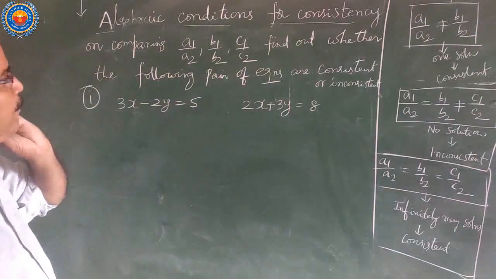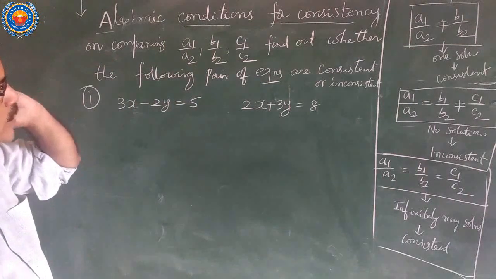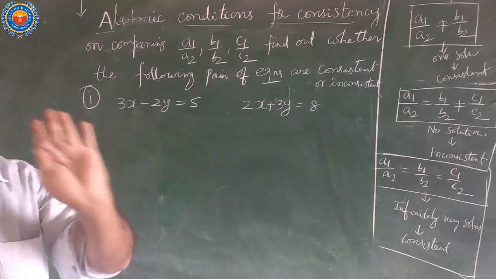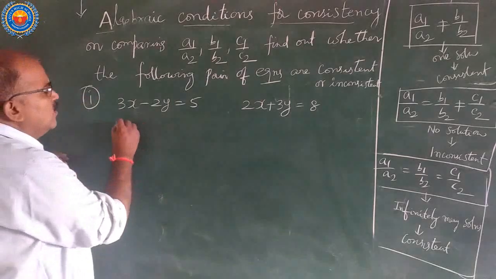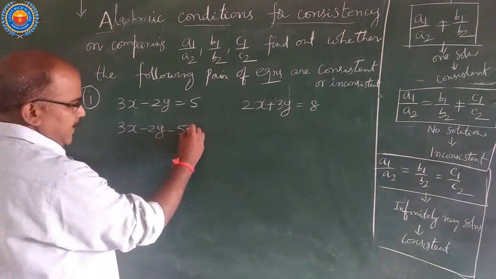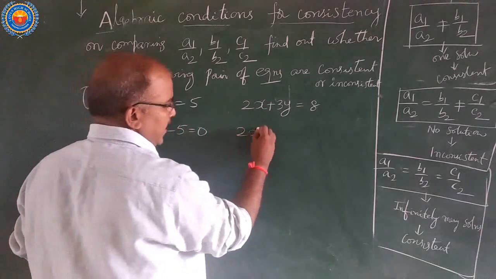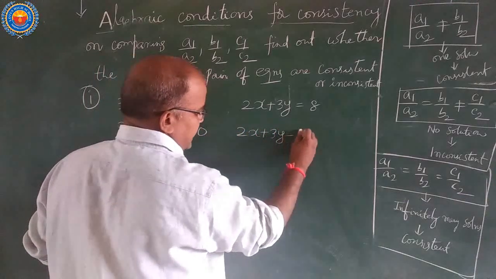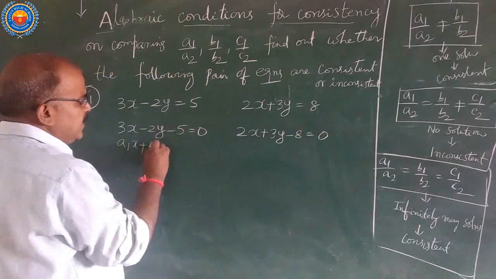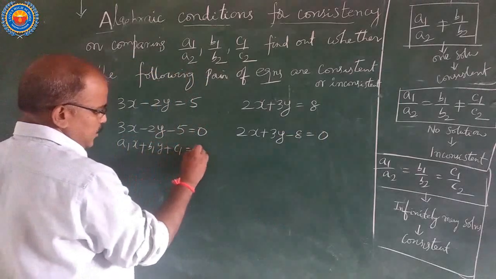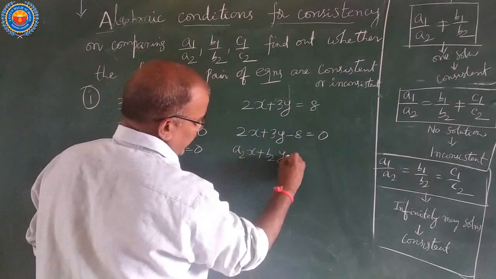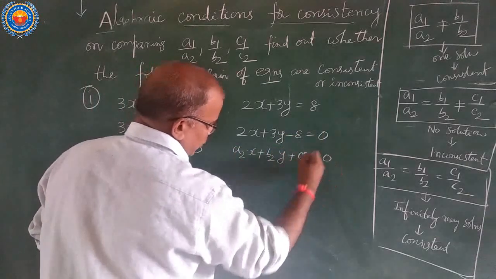Comparing A1/A2, B1/B2, C1/C2, find out whether the following pair of equations is consistent or inconsistent. Let us write them in general form: 3x - 2y - 5 = 0 and 2x + 3y - 8 = 0, compared with A1x + B1y + C1 = 0 and A2x + B2y + C2 = 0.